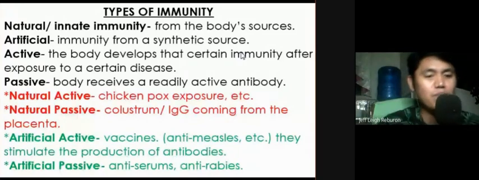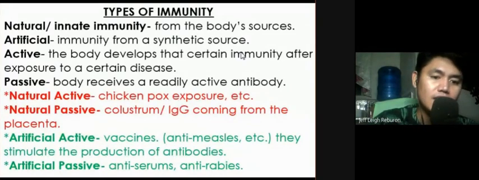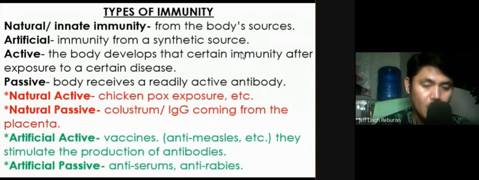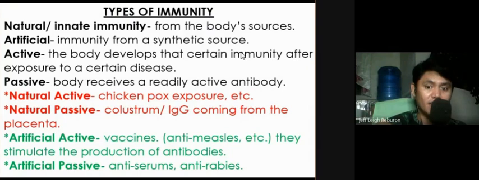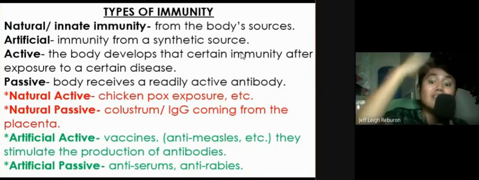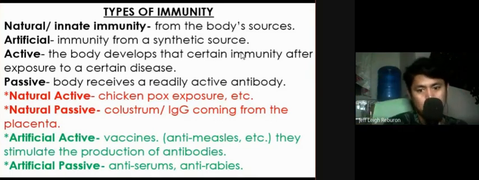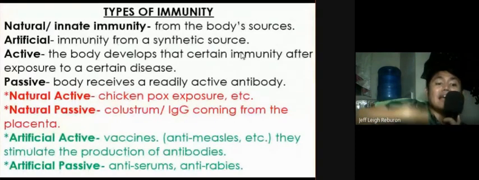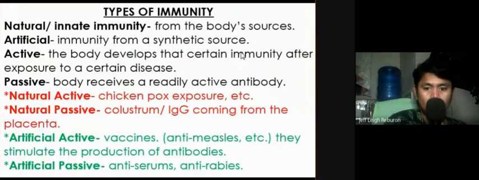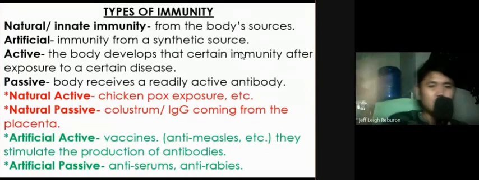Gets? Okay. So example po ng artificial passive natin is what we call anti-serum. Yung anti-serum po or anti-rabies, halimbawa, nakagat ka ng aso, ang ituturok sa'yo is not anymore a rabies antigen. Ang ituturok na lang sa'yo ay anti-rabies antibody, para patayin yung rabies virus. Okay. Another example is, pag nakagat ka ng ahas, antitoxins. Okay? Ituturok sa'yo para patayin yung toxins that are found in your body. So those are the different types of immunity.